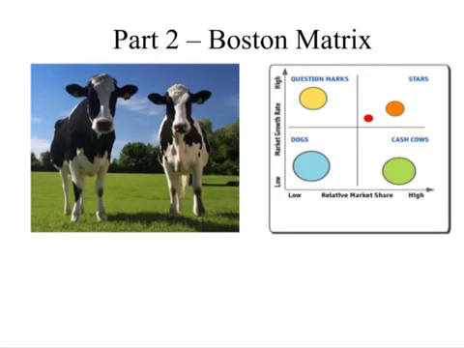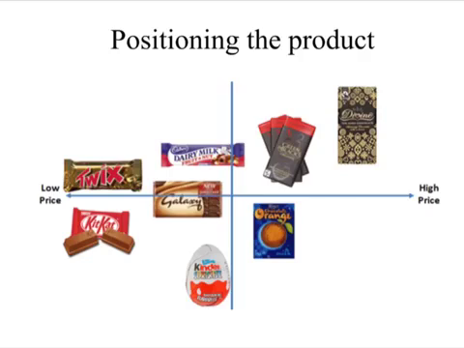So, as promised, here's the second part of the product life cycle presentation, and we're going to start off with the Boston Matrix. So the Boston Matrix is basically another tool that the business can use when it's deciding what products to launch.